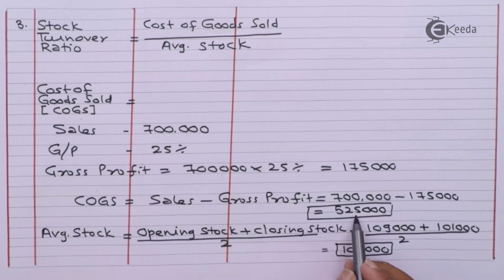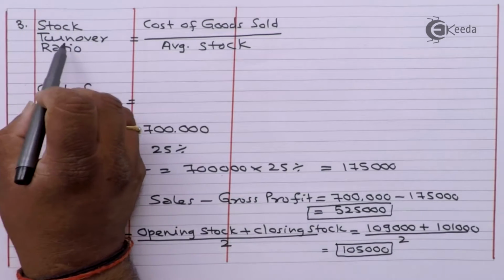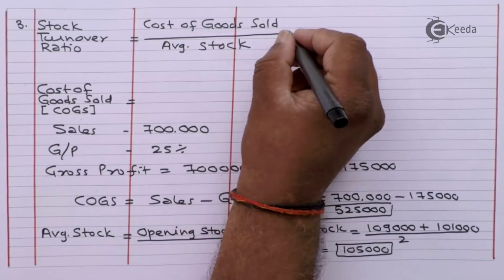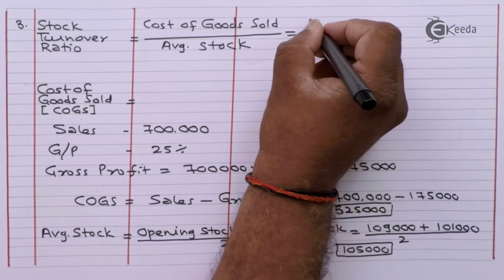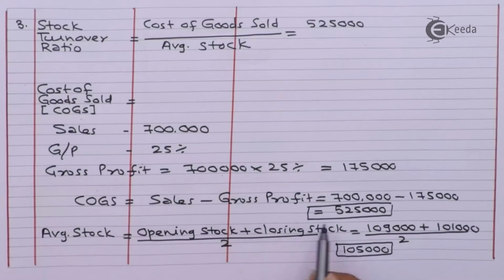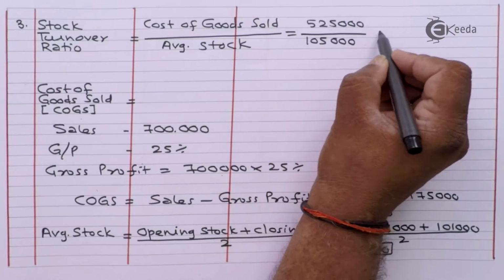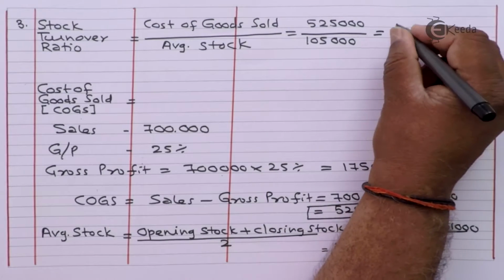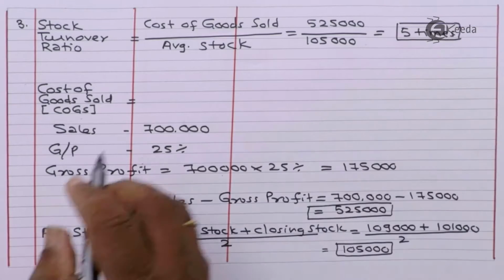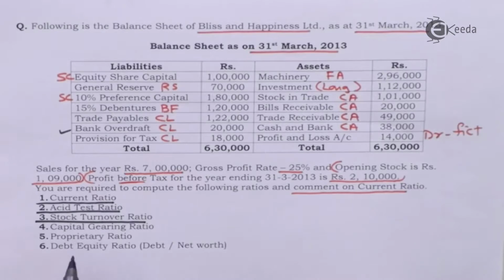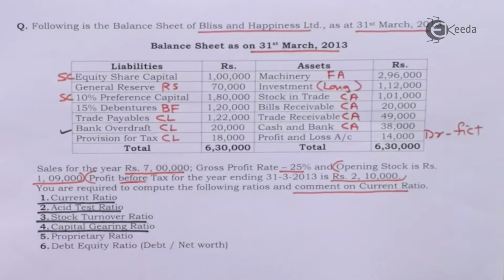Cost of goods sold we have 5,25,000. Now we can calculate stock turnover ratio. Cost of goods sold divided by average stock. Cost of goods sold 5,25,000, average stock 1,05,000. So stock turnover ratio is 5 times. Next we have capital gearing ratio.